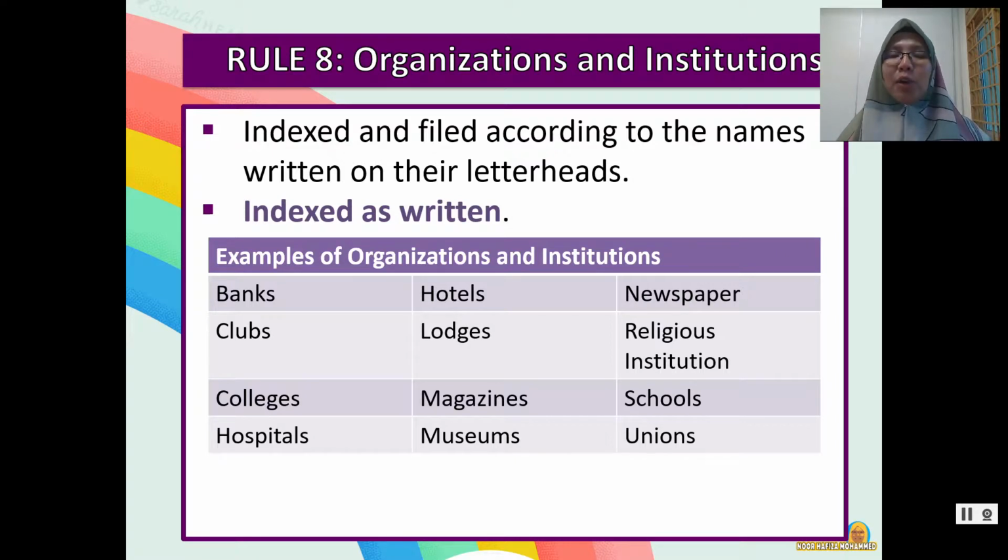You just need to know what rule number 8 is for: organizations and institutions. For example, banks, hotels, newspapers, magazines, colleges, hospitals. So these organizations and institutions, you need to index as written. Again, you need to index as written.